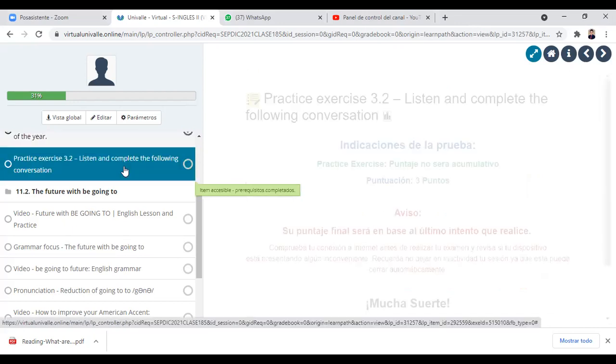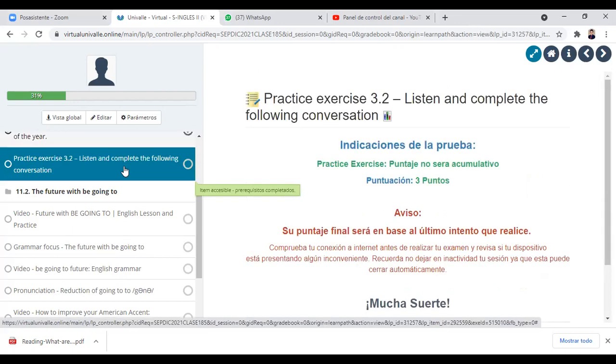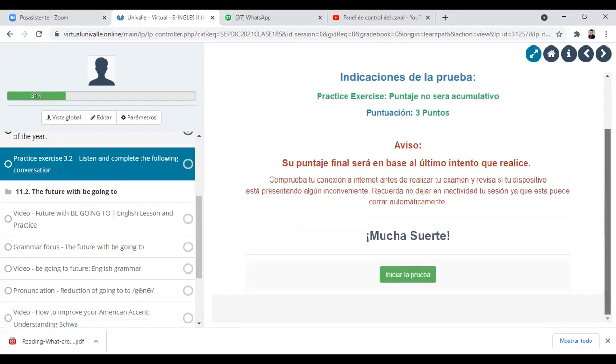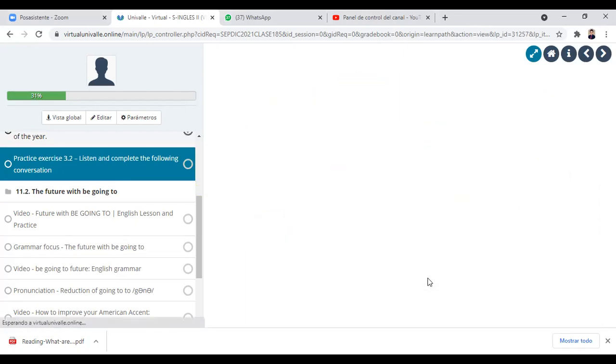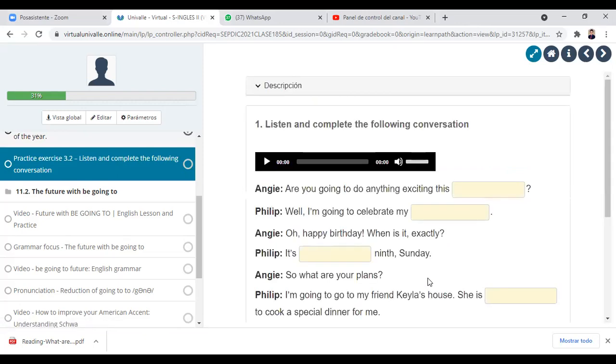Also, guys, we're going to have another practice exercise. We are going to listen and complete the following conversation. For each exercise, you're going to have 2 attempts. If you fail the first one, you're going to have a second chance to make it better. Let's listen and let's complete.